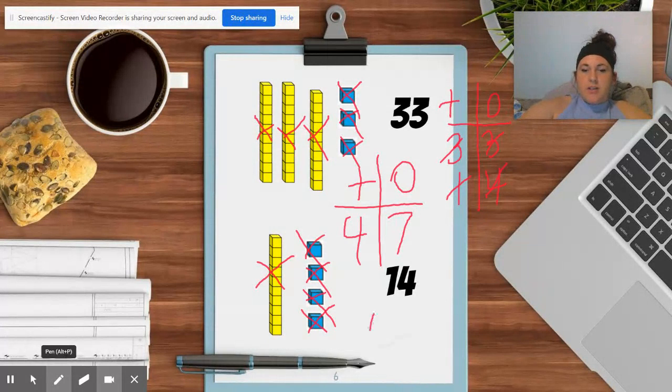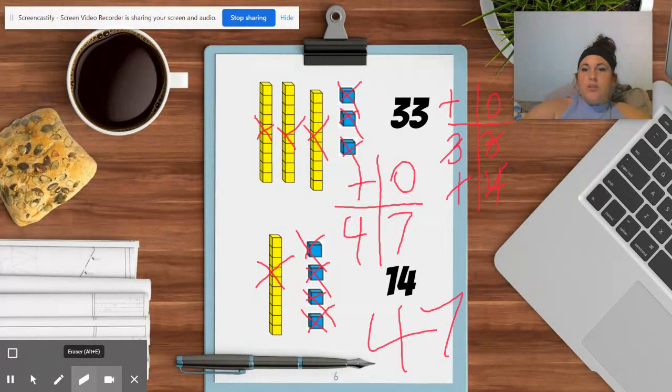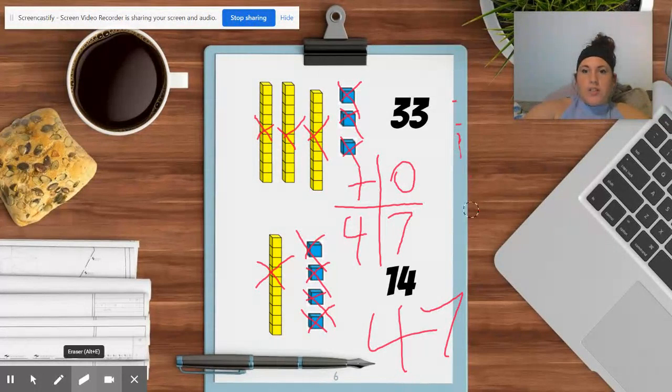So that tells me my answer is 47. Now that's the first way that you do it. So all you do is just count how many ones that you have, and you always start with ones. Never count your tens first.